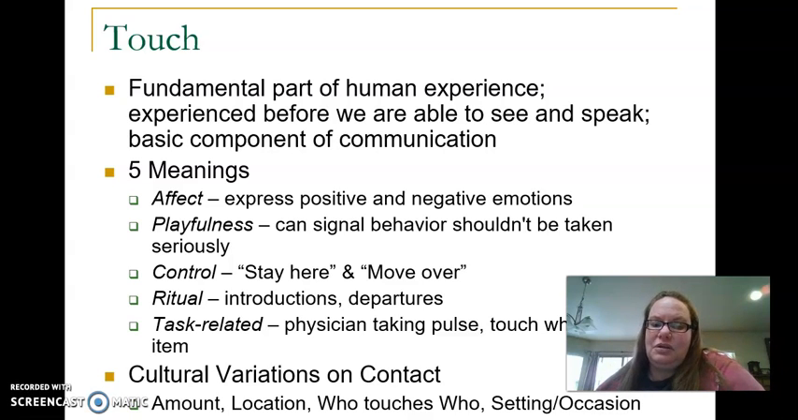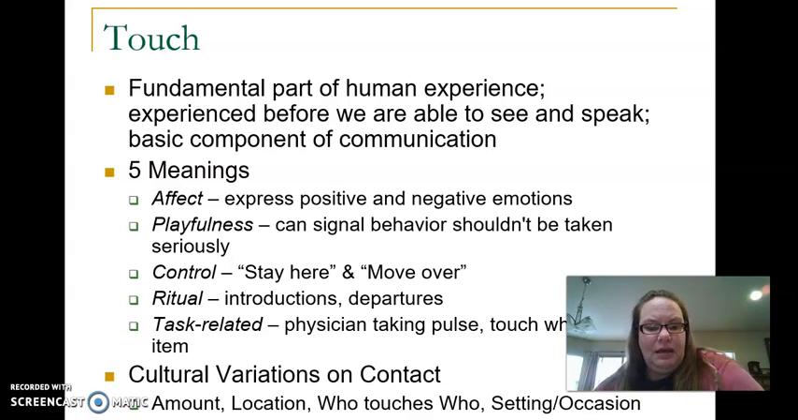Then we have ritual and task related. For ritual, we think about things like handshaking, waving hello, waving goodbye. Task related are things like the physician taking our pulse or our blood pressure or listening to our heart, those types of things.